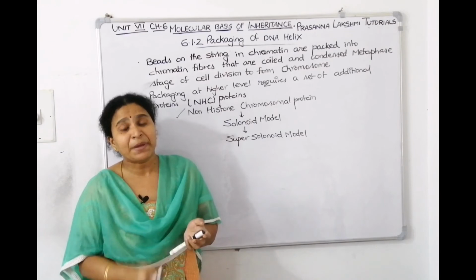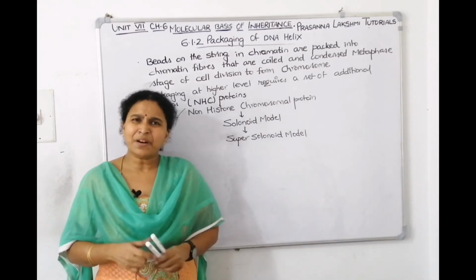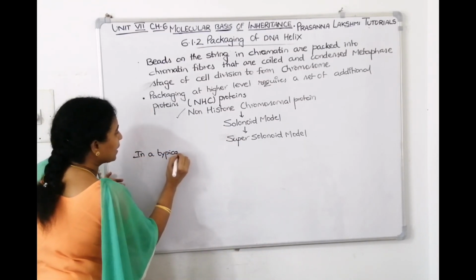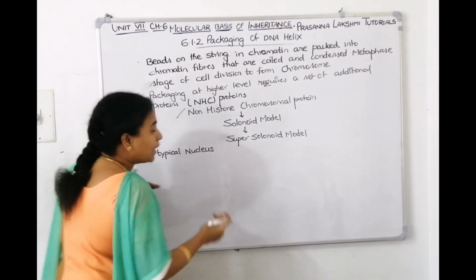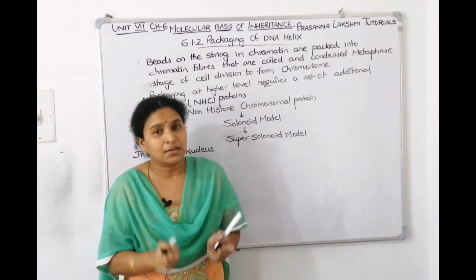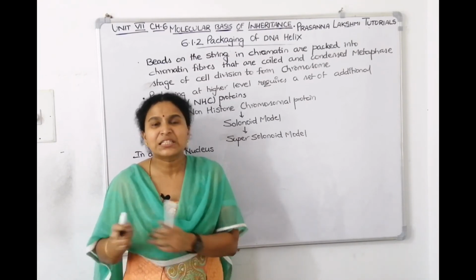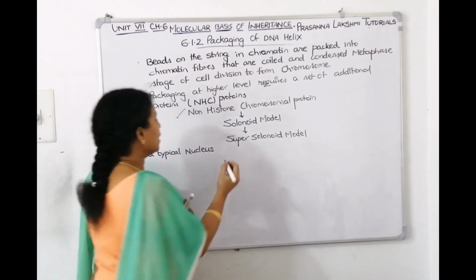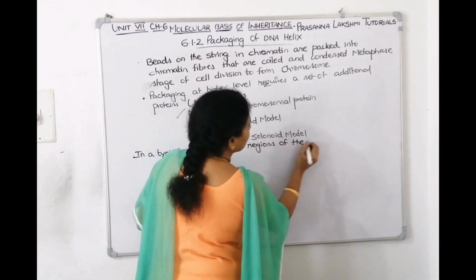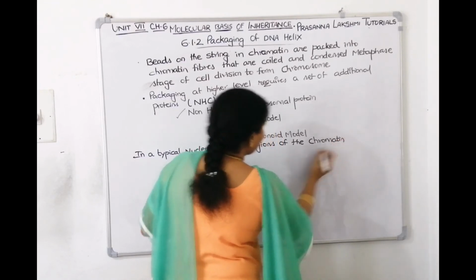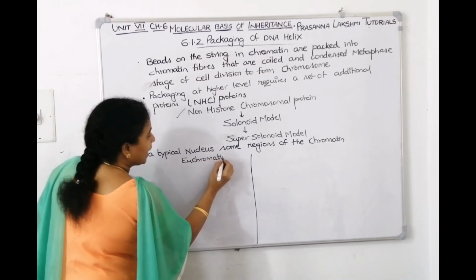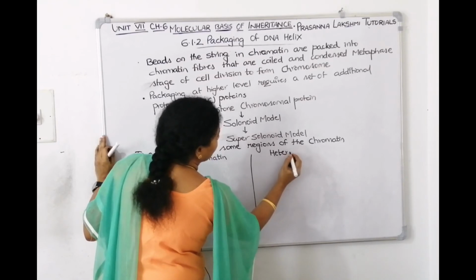Then when we see a typical nucleus, some regions of the chromatin are loosely packed and lightly stained. What is it called? Euchromatin. The other region of the DNA, which is densely packed and darkly stained, is called heterochromatin. In a typical nucleus there are two types: one is euchromatin, and the other is heterochromatin.